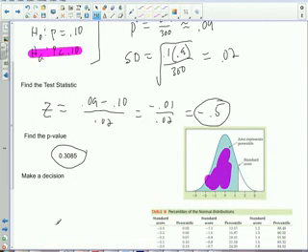Okay, and that's how you make these decisions. That's how you make that connection. Hope that helps.